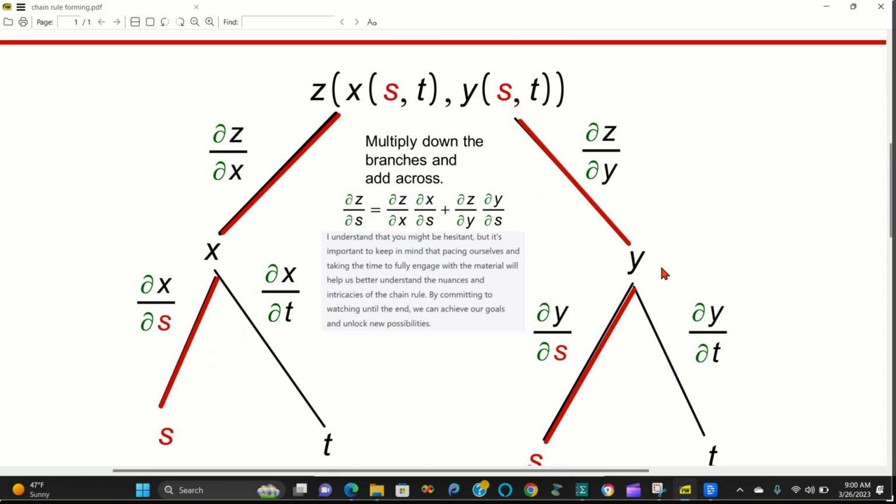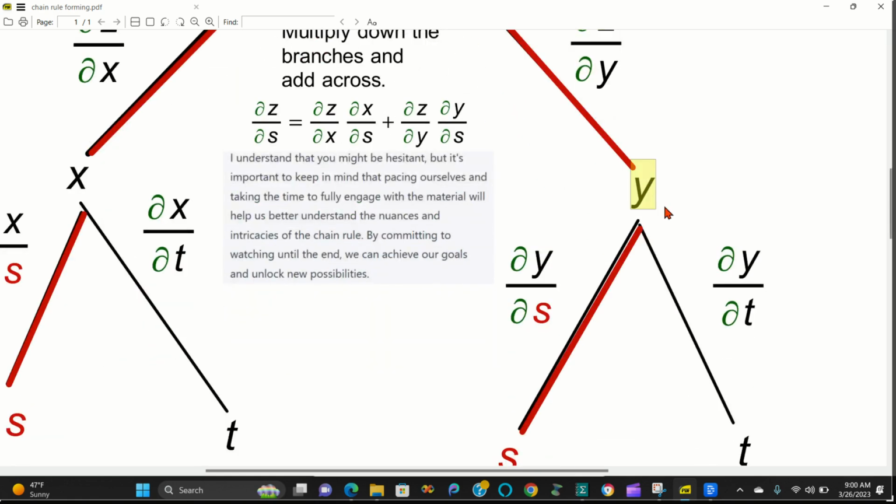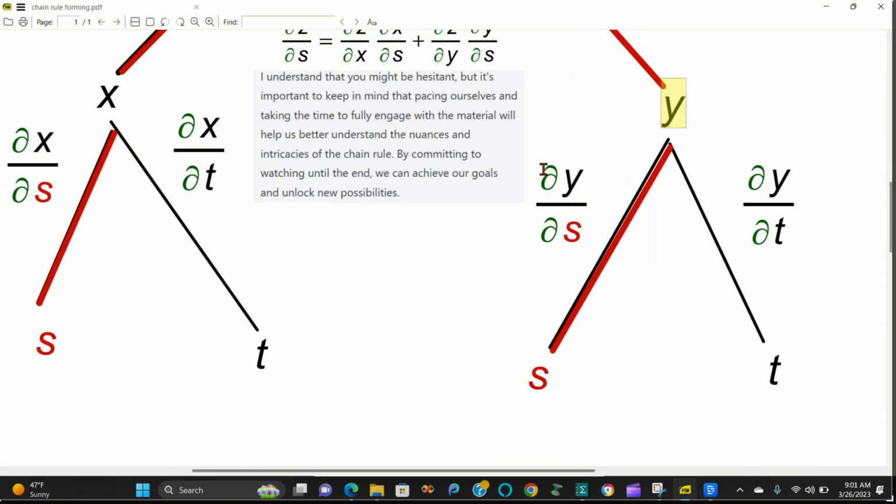But then you got to go over to the other side. And you have then the following. Let's read through this. So the partial of z with respect to y. Y is your intermediate variable on that side. Then you have the partial here with respect to s. So as you can see, there's an s over here and there's an s over here.